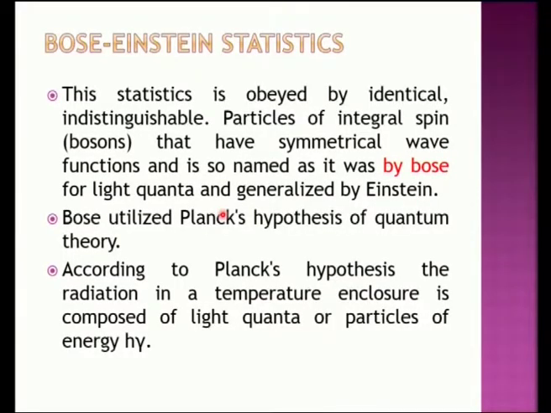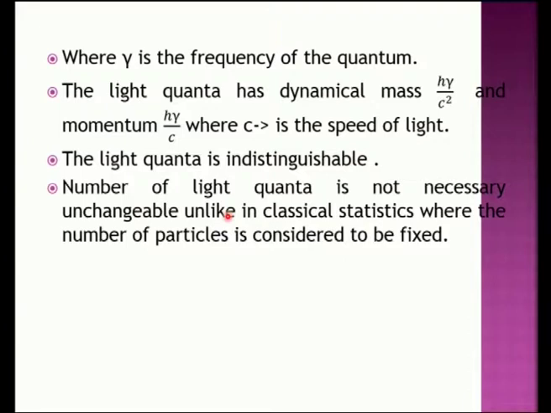Actually, Bose utilized Planck's hypothesis of quantum theory to propose this statistics. According to Planck's hypothesis, the thermal radiation in an enclosure is composed of light quanta or particles having energy h nu. Particles coming out from a black body possess energy h nu, where nu is the frequency of the quantum, and these light quanta are not stable entities. They are all dynamical entities. These dynamical entities possess mass h nu by c square and momentum h nu by c.